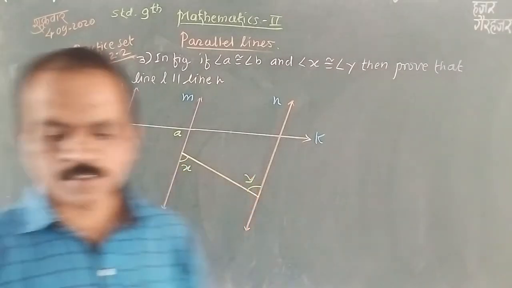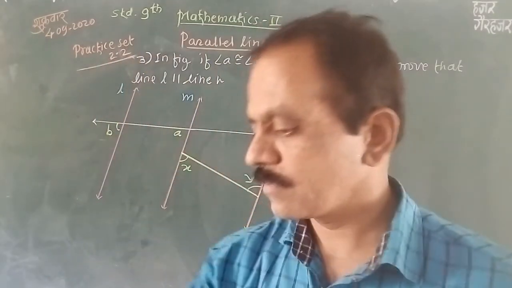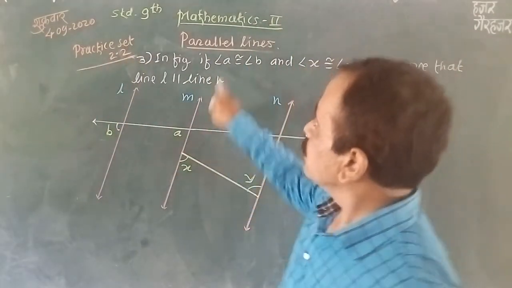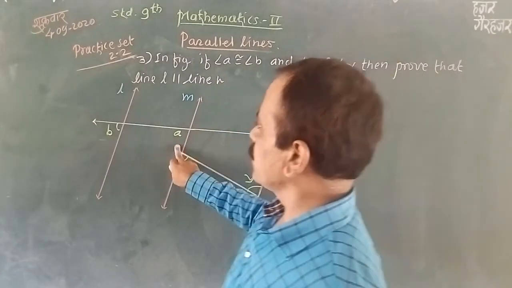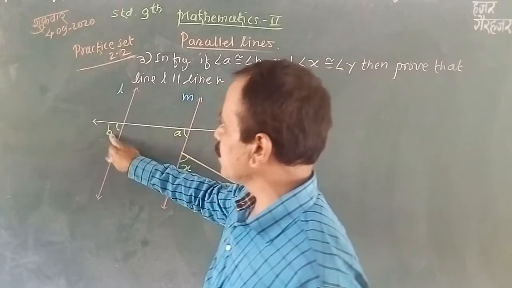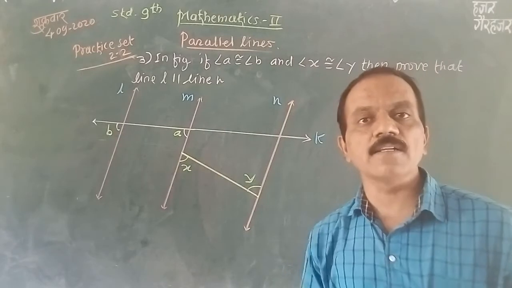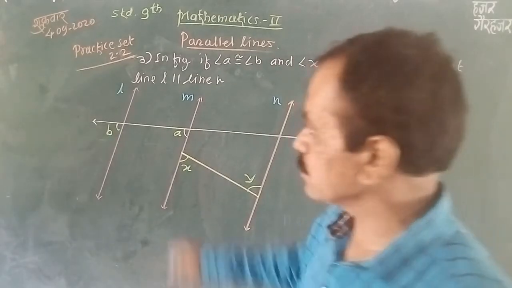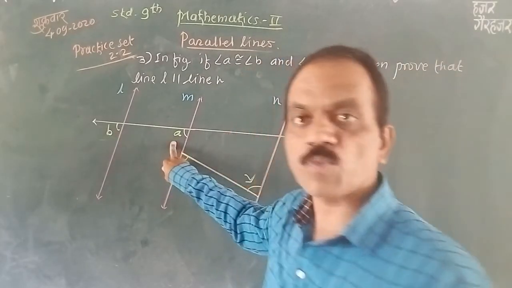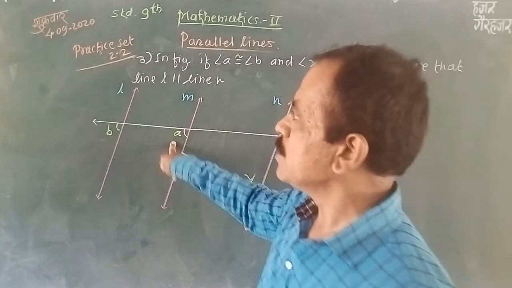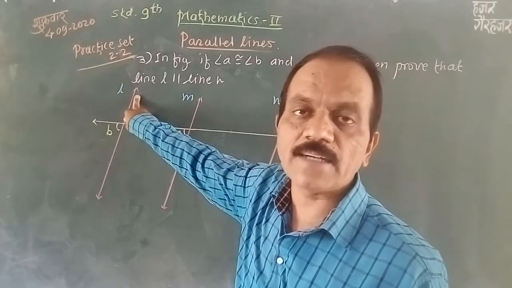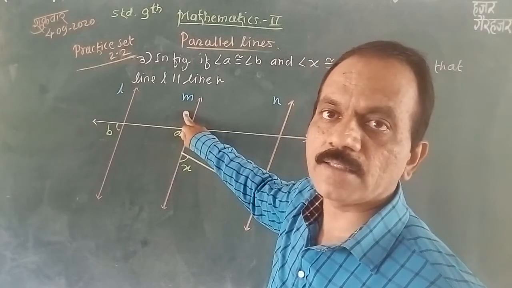Now we see here that angle A is congruent to angle B. That means these two angles are corresponding angles. These two corresponding angles are congruent. By the test which you use here, we see that line L is parallel to line M.